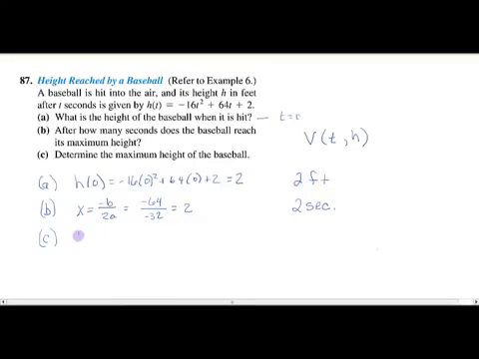So h of 2, or in other words the height of the ball at 2 seconds, is negative 16 times 2 squared plus 64 times 2 plus 2. So 2 squared is 4 times negative 16 is negative 64 plus 64 times 2 is 128 plus 2 is going to be 66. So the maximum height of the ball is 66 and our unit feet.